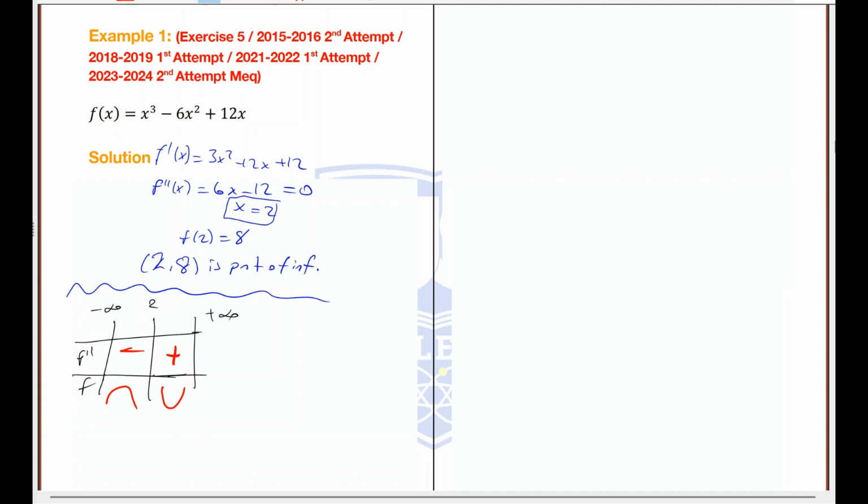So we can say convex interval is from negative infinity to 2, while concave interval is from 2 to positive infinity. Okay, this is pretty simple when you know the way. You just take second derivative, make a table, that's it.